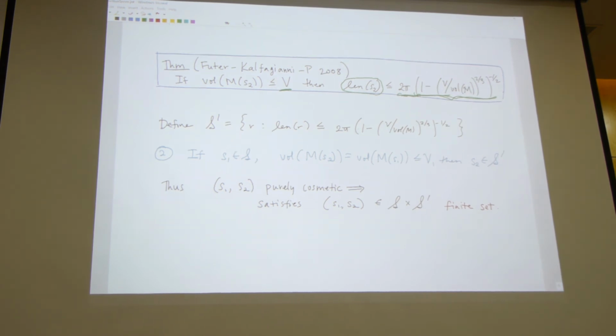Unfortunately, we cannot at this point go from here to a proof of the cosmetic surgery conjecture, but we can prove it for any manifold that you give me. There are still infinitely many manifolds to go. Any questions so far on this?